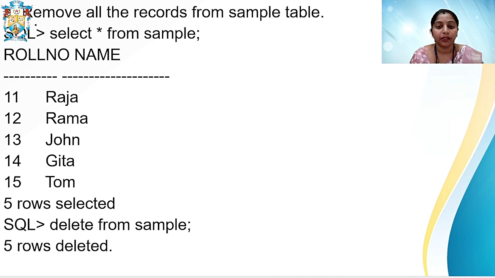Now we have to delete. When we have to delete the entire table, we give the command delete from sample. So the entire set of values will be deleted. We can see here that 5 rows have been deleted.